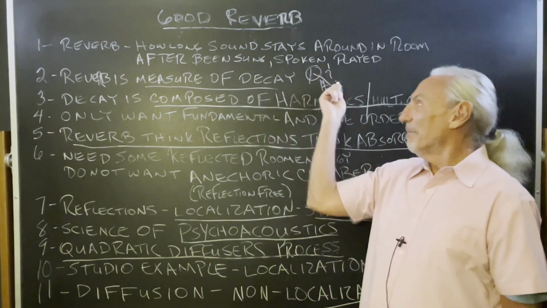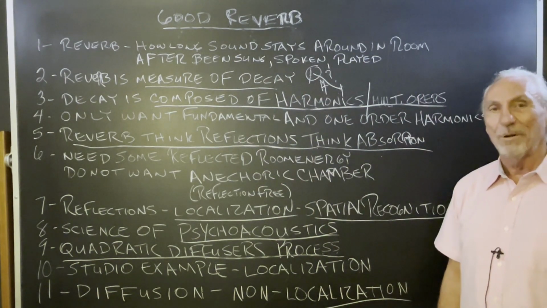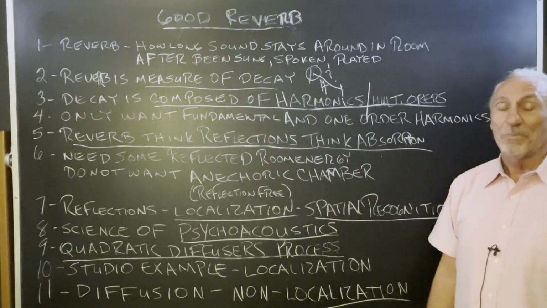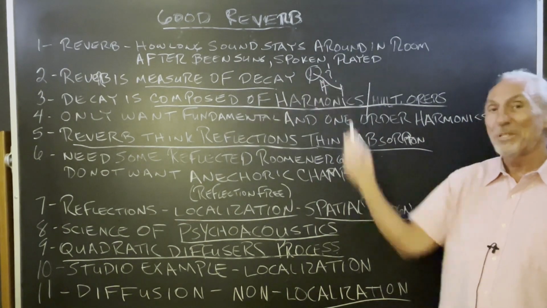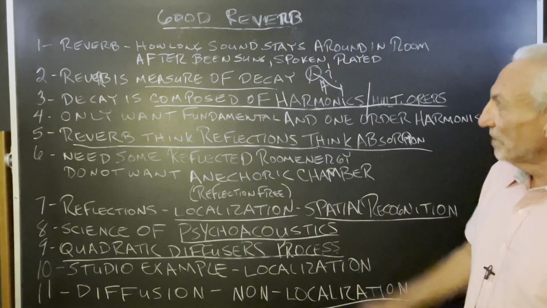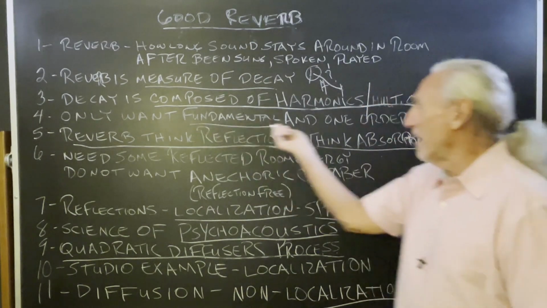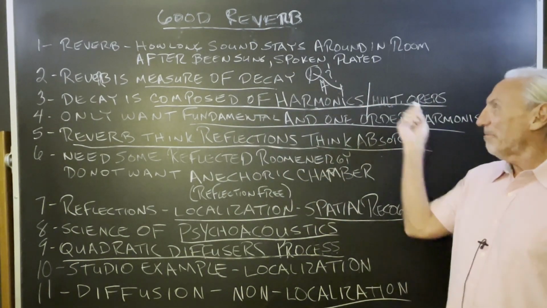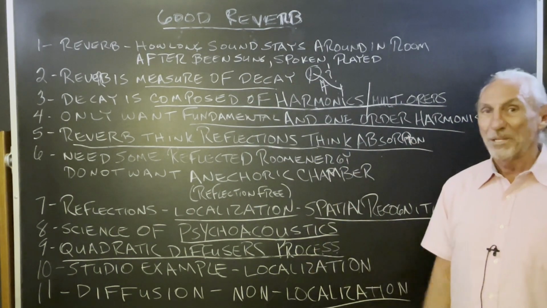What is the decay? What is the tail? Well, it's composed of harmonics, multiple orders of harmonics. That's what's in the tail. That's what's so fun to hear. The tone and pitch are there too. So that's what you want to hear. So decay is composed of the harmonics and the multiple orders. We want the fundamental maybe and one order of harmonic in our critical listening room. If we have to look at what we're getting versus what we need, that would be a good way to look at it.